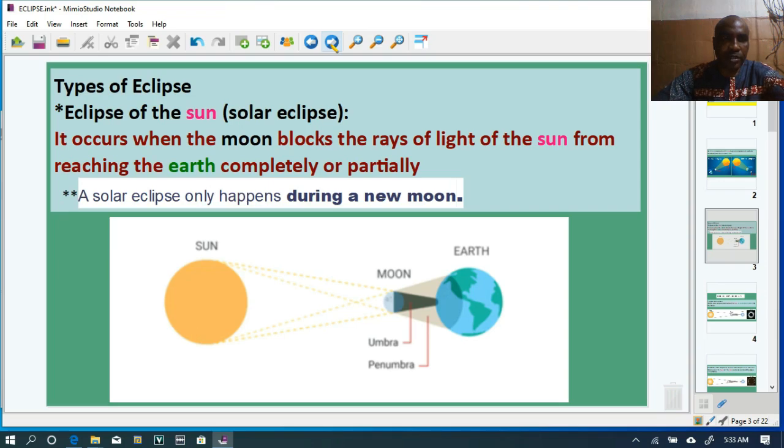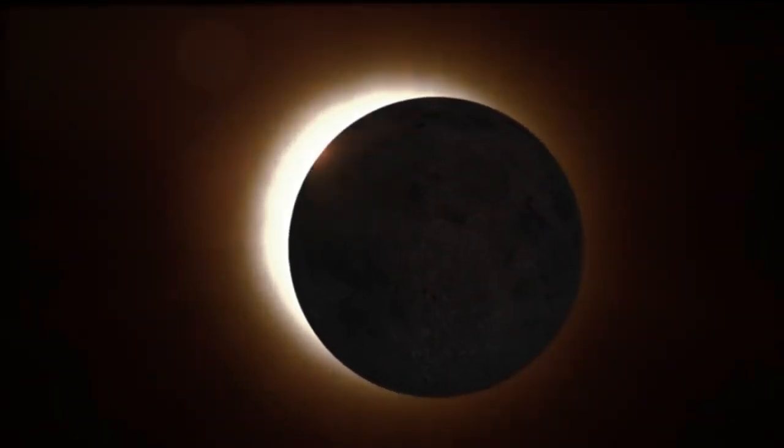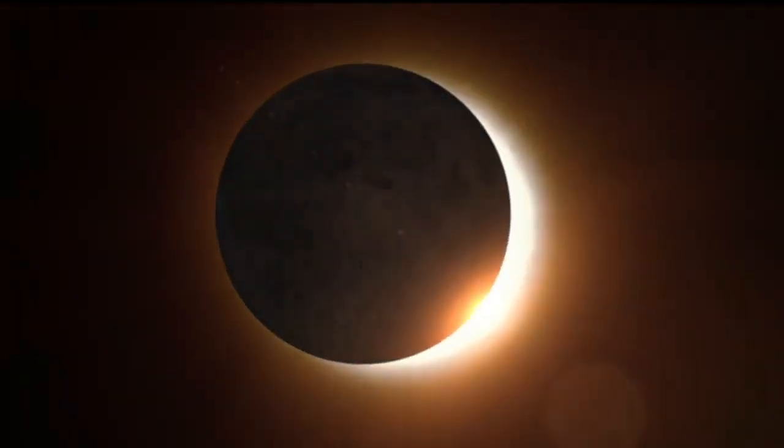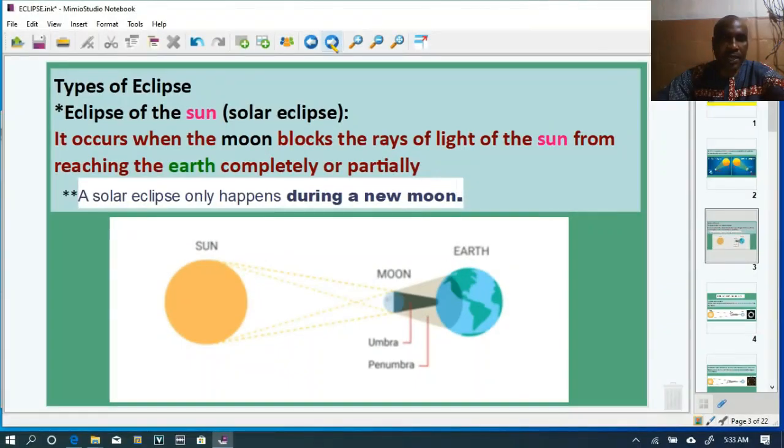Eclipse of the sun occurs when the moon blocks the rays of light of the sun from reaching the earth completely or partially. A solar eclipse only happens during a new moon.